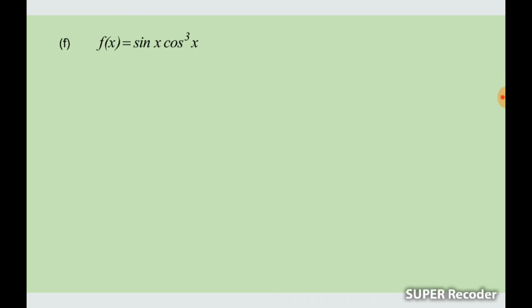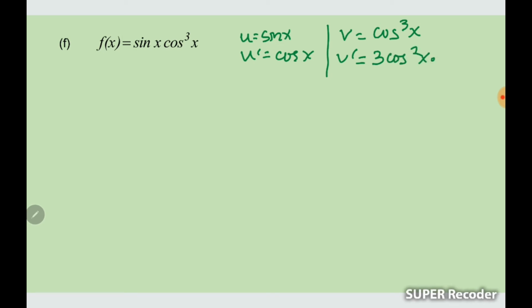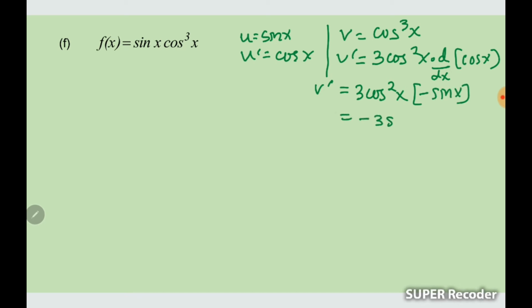Okay, now we continue with f. Given f(x) is a trigonometric function, sin x multiplied with cos cubed x. So u is equal to sin x. u prime is equal to, differentiate sin, we get cos x. And what is v and v prime? v equals cos cubed x. So v prime is equal to, you have to bring 3 in front, cos squared x, then differentiate only cos x. So the answer is v prime equals 3 cos squared x. Differentiate cos, you will get negative sin x. For final answer, negative 3 sin x cos squared x.